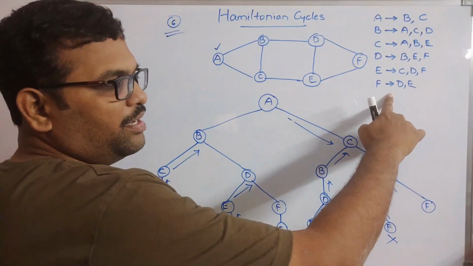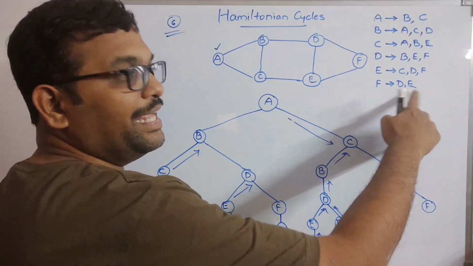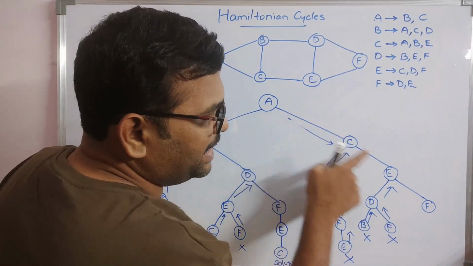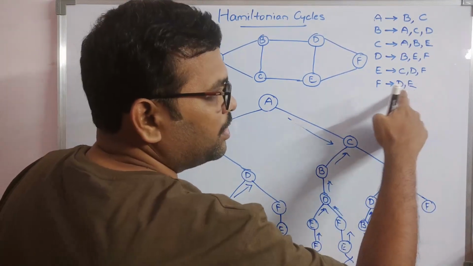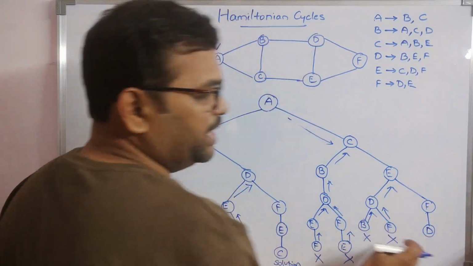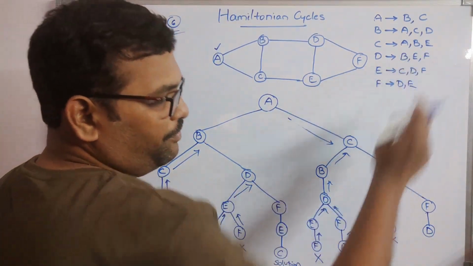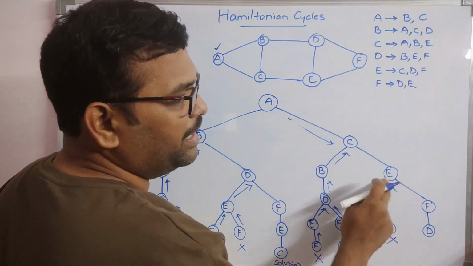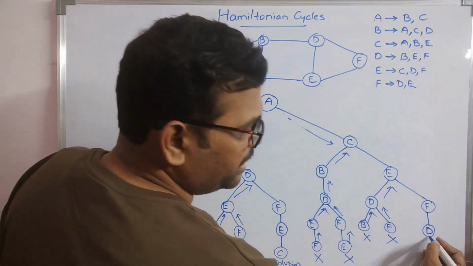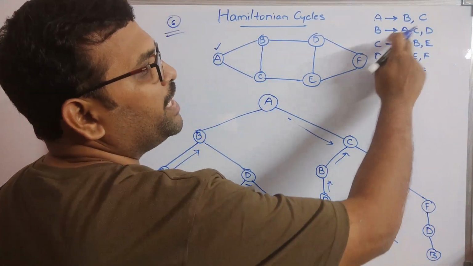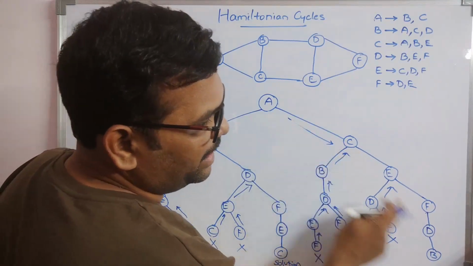So F is having the edges D and E. So F is in this path A, C, E, F. There is no D, okay, F is visited to D. Now you can check D: B, E, F. In this path A, C, E, F, D, E and F are visited. B is not visited. So you can have B here. Now B: A, C, D. A is there, C is there, D is there.